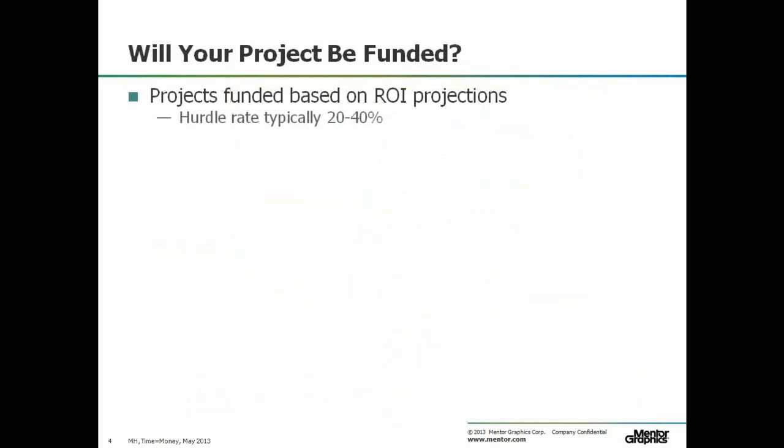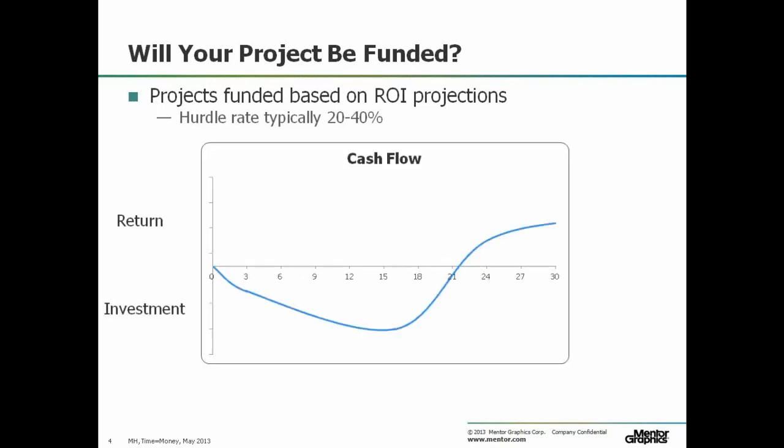To get a project funded, you have to demonstrate so much ROI, that you're going to have so much return on your investment. This is often called a hurdle rate. So can you demonstrate that you'll meet a certain ROI just to get your product out of the door, to get it funded, to get it out of the gate? So you may have to convince your managers, CEOs, board, investors, and so on.